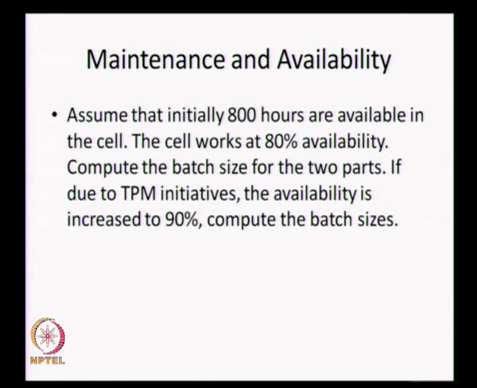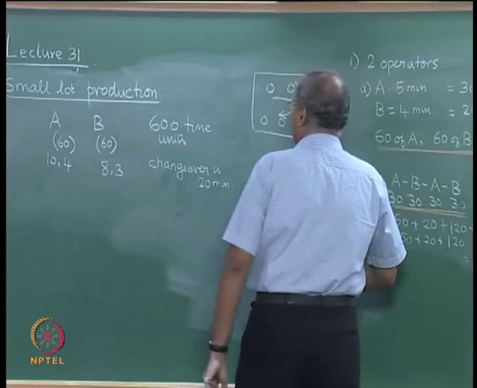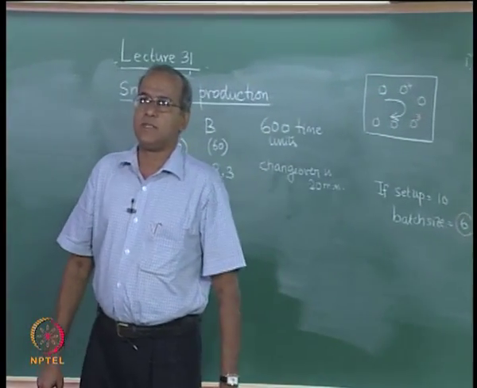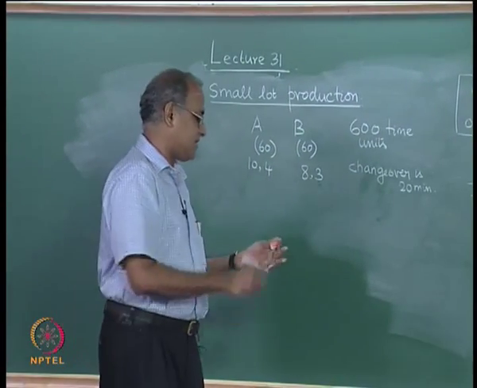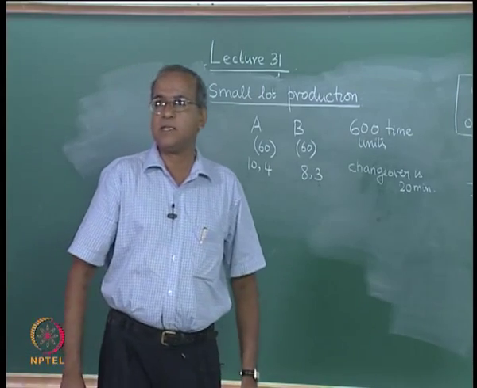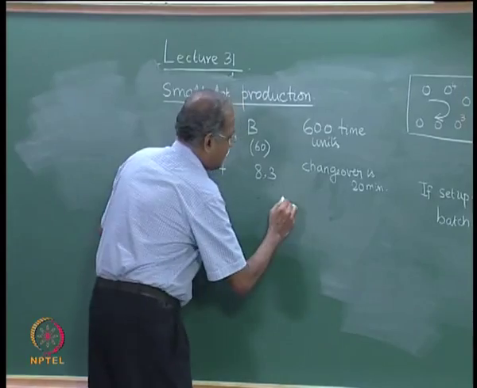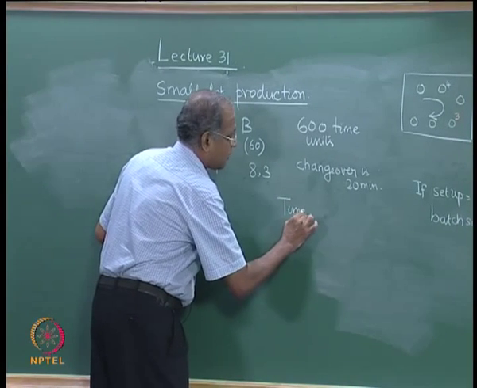We could also look at maintenance and availability. So, for the same problem, here we assumed that 600 time units are available for the production. Now, if we assume that 800 units were available in the cell, but the cell is working at 80% availability, which means time available becomes 640.